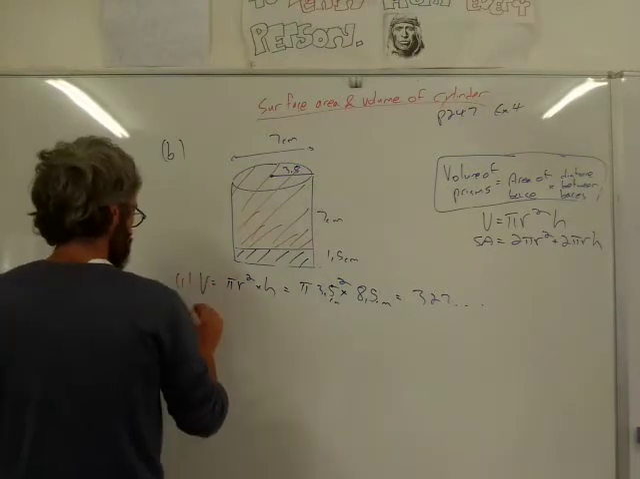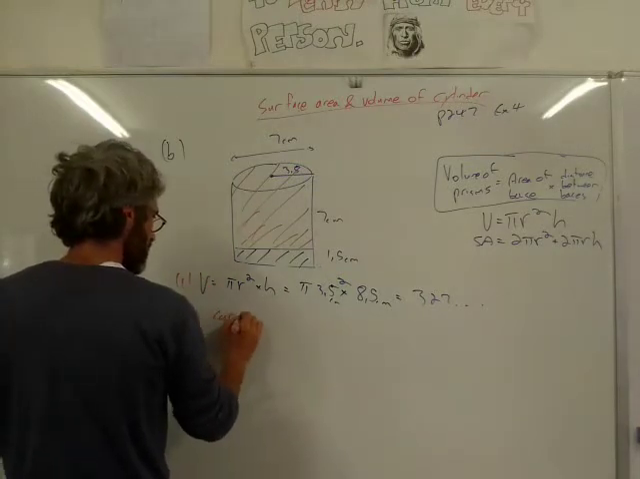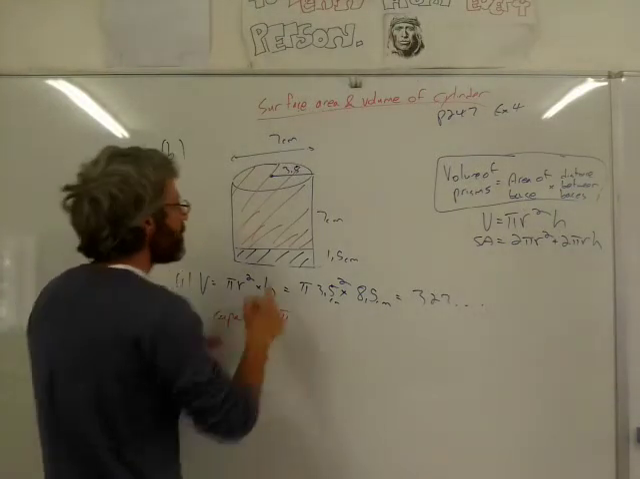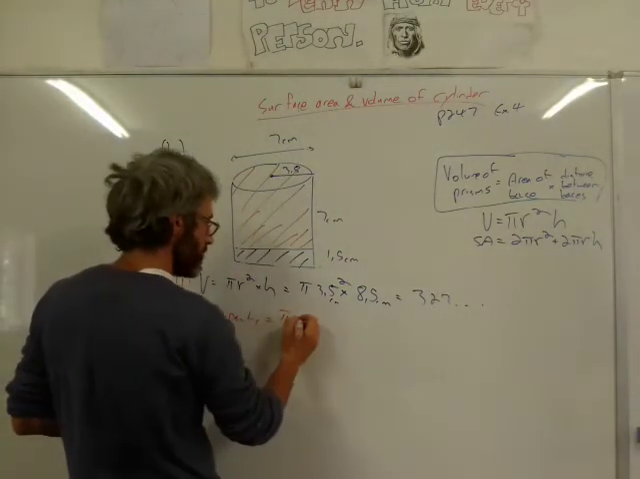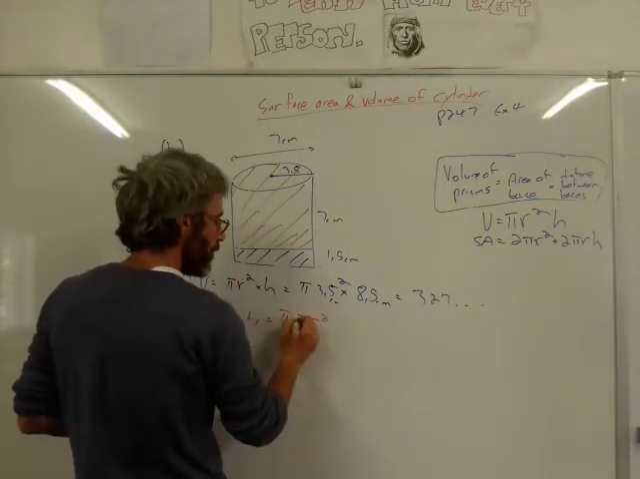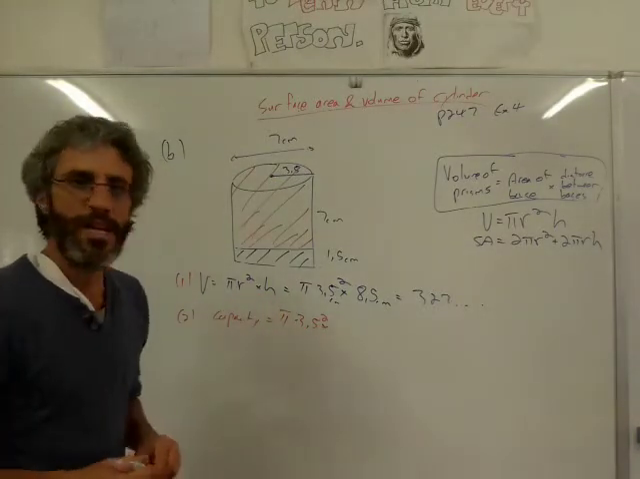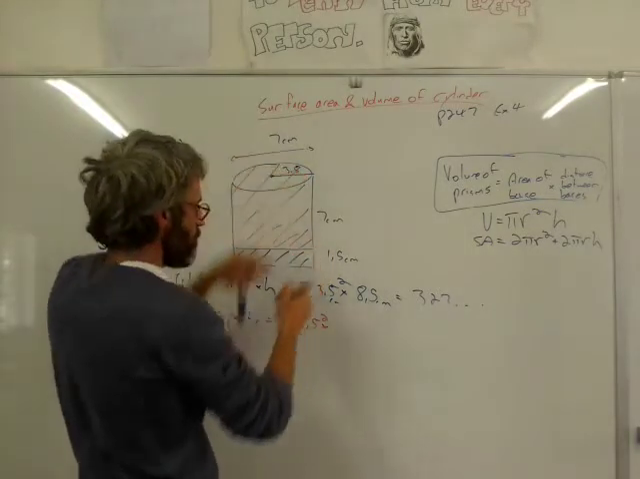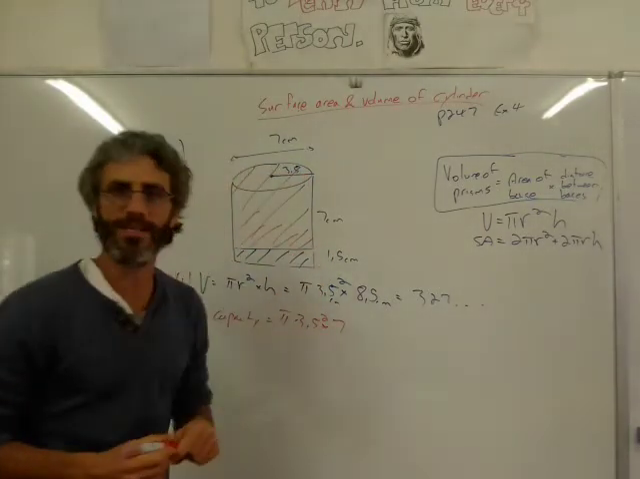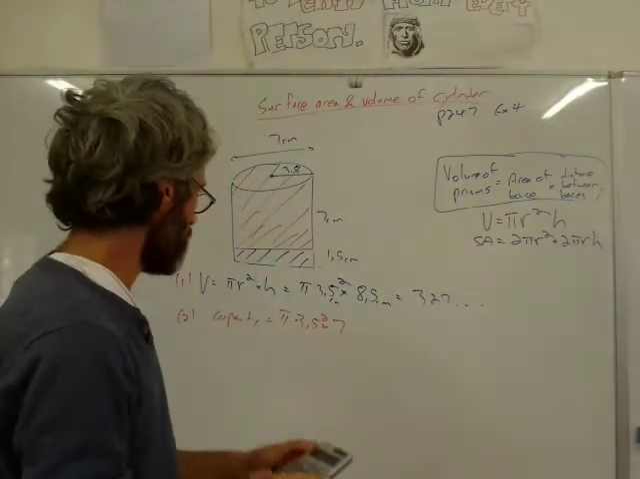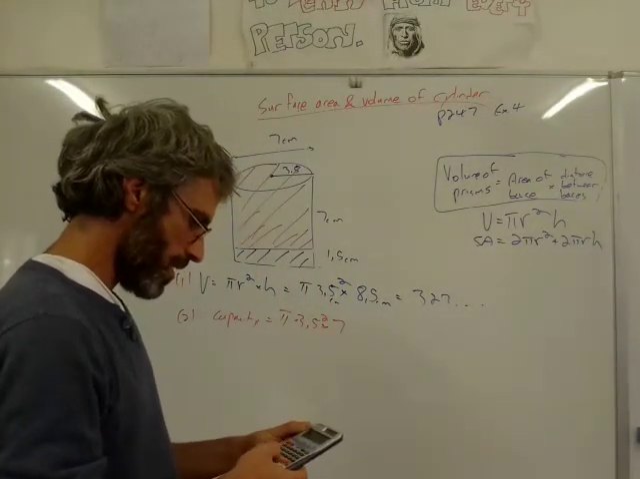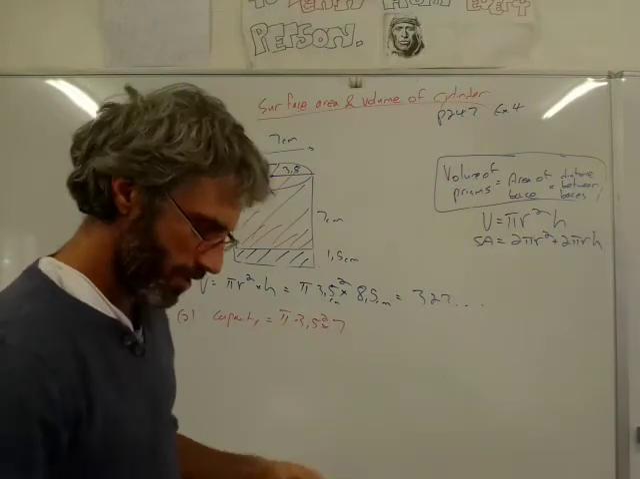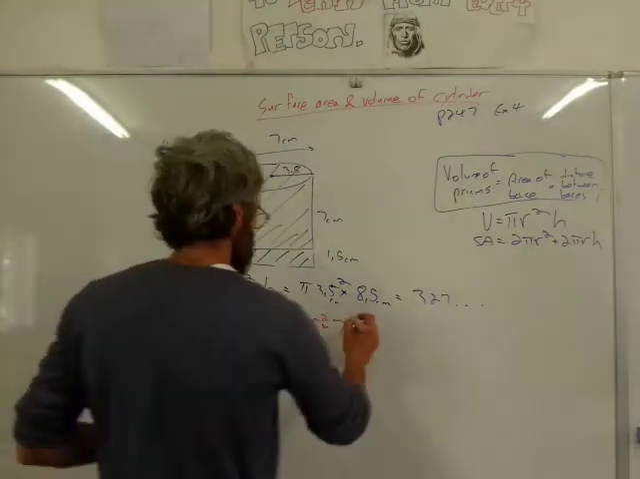So how am I going to do that? The capacity is still going to be pi r squared times h. So it's going to be pi times the radius. It's still the same radius. The radius didn't change. What changed was the height. If the height before was 8.5, now we're just looking at the red bit, so the height is going to be 7. So I need to multiply that by 7. So let's do that. 3.5 squared times 7 times pi, and I'm getting 269.39.